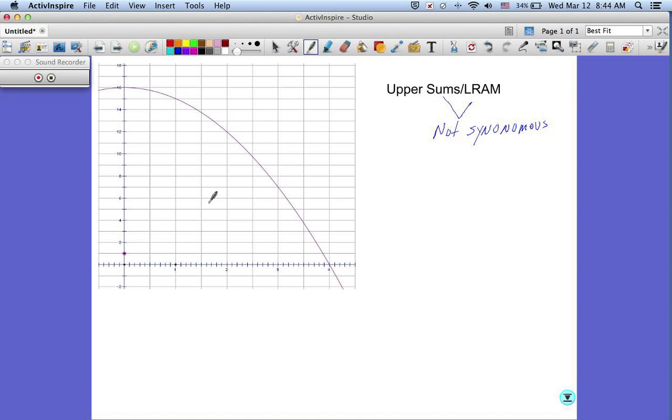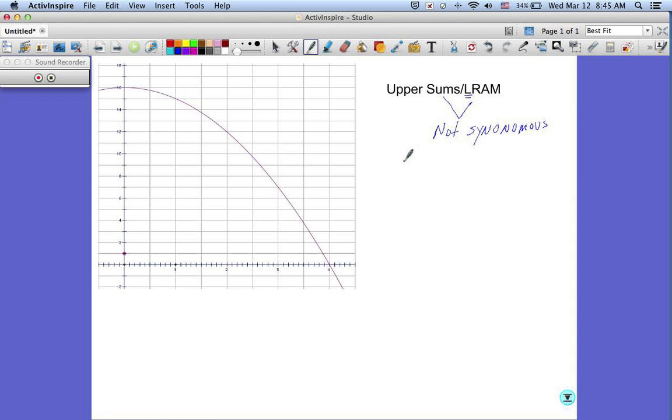Okay, upper sums. So we're going to specifically look at left rectangles, right? Left rectangle area model or left rectangle approximation method. Any one of those, it doesn't really matter. They kind of all mean the same thing. So what that means is we're going to look at left rectangles.